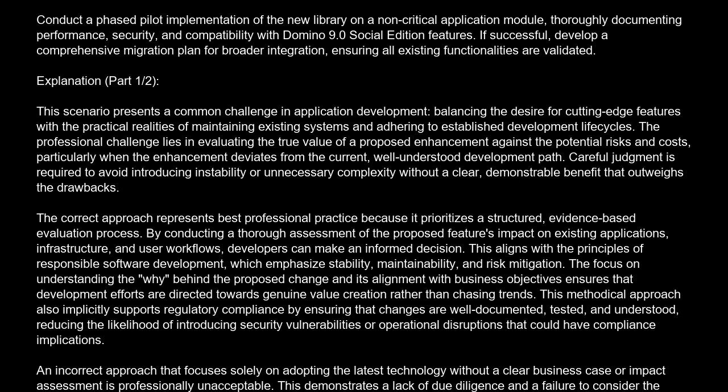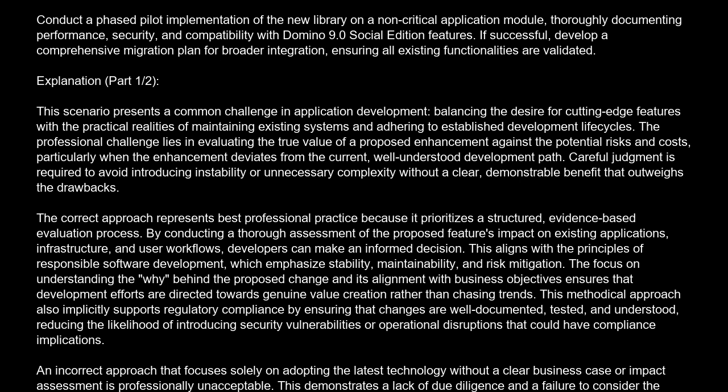This methodical approach also implicitly supports regulatory compliance by ensuring that changes are well documented, tested, and understood, reducing the likelihood of introducing security vulnerabilities or operational disruptions that could have compliance implications.